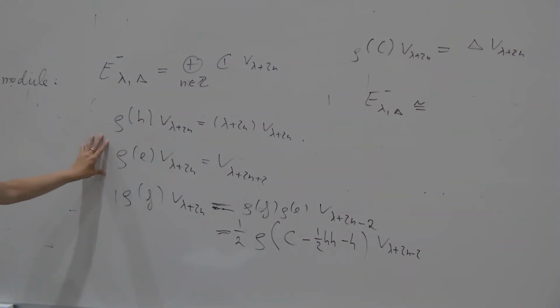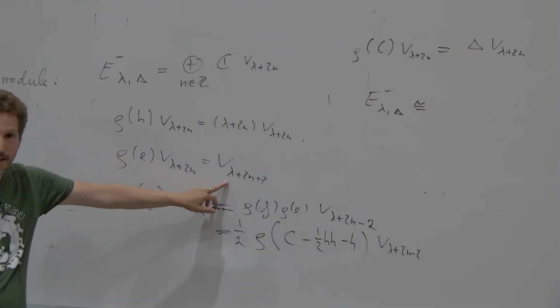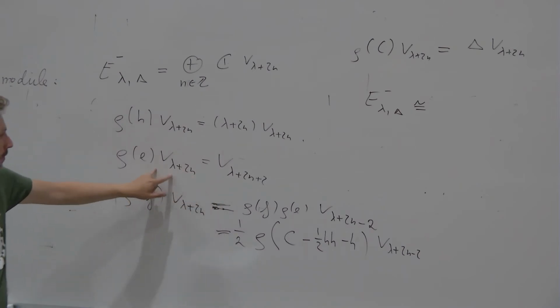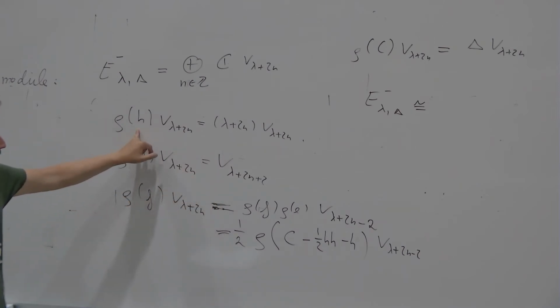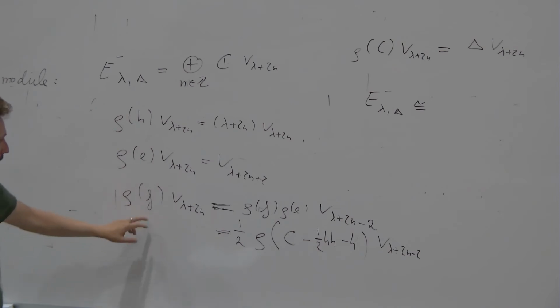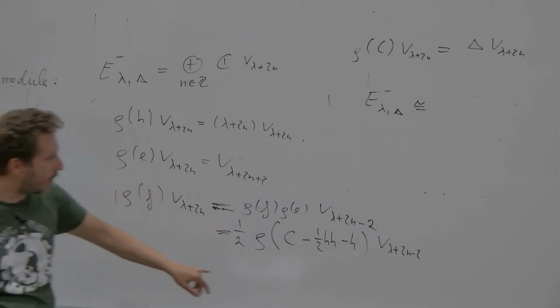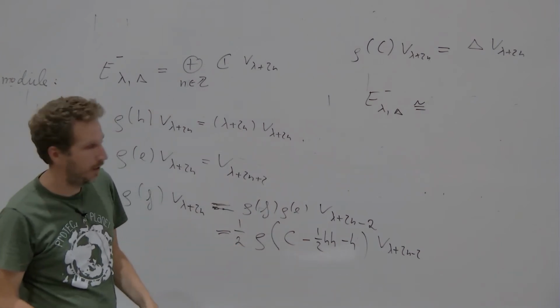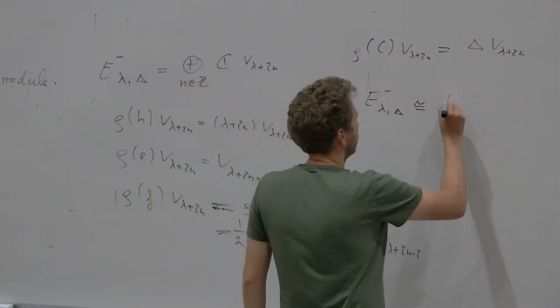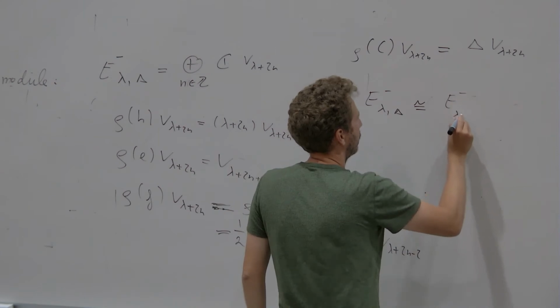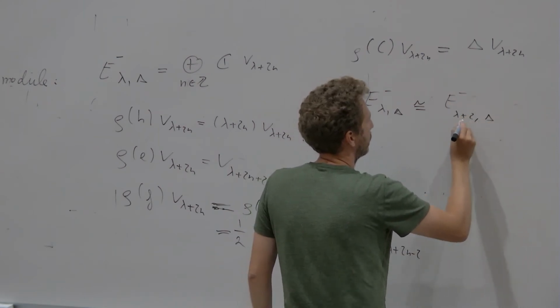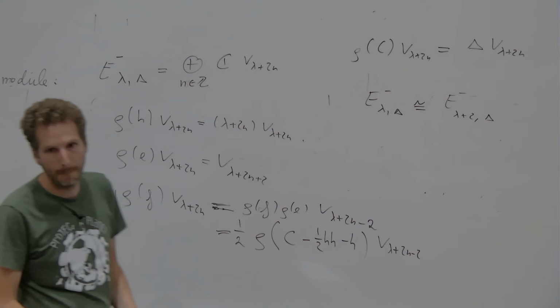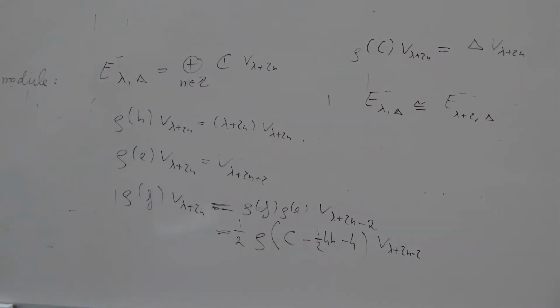But you see the way it is defined. The action of E just changes the index by 2. That's independent of lambda. The action of H is just the weight label, and the action of F depends only on the weight label and on C, on the Casimir action. So in particular, we have this isomorphism. I can change it.